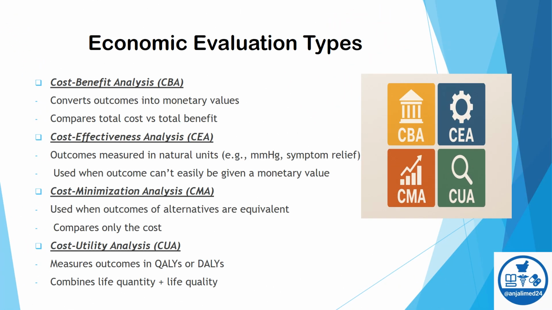In economic evaluation, four commonly used methods guide healthcare decisions. Cost-benefit analysis translates both costs and outcomes into monetary terms. Cost-effectiveness analysis uses natural clinical units like reduction in blood pressure or pain score. Cost minimization analysis is applied only when outcomes of treatment options are proven equal, allowing focus purely on the cost difference. Cost-utility analysis integrates both the length and quality of life using measures like QALYs, making it especially popular for chronic diseases and cancer therapies.